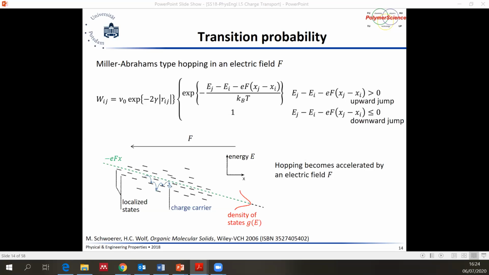Also, an important consequence of this is that sites that are very low in energy can act as traps, which is what we just talked about. That's why sometimes, if the charge is trapped, you might need a field to help that charge get out, or not allow it to get trapped to begin with.